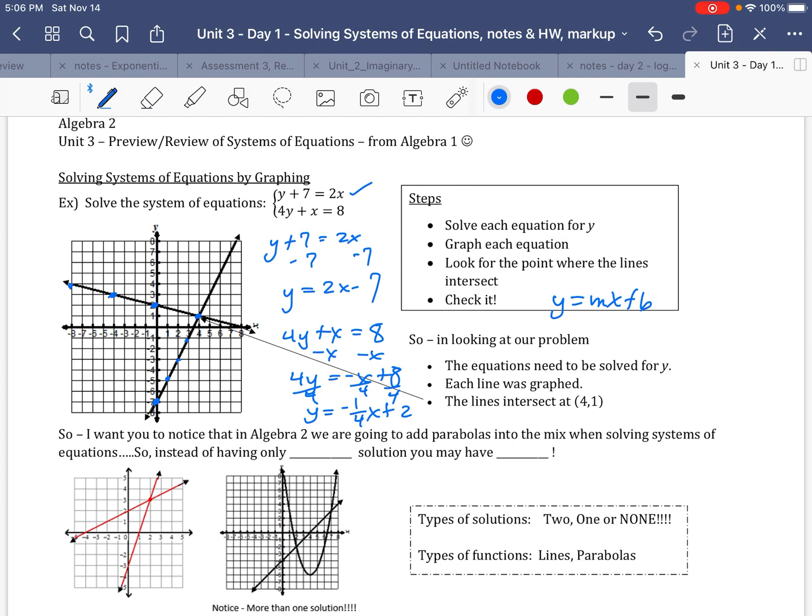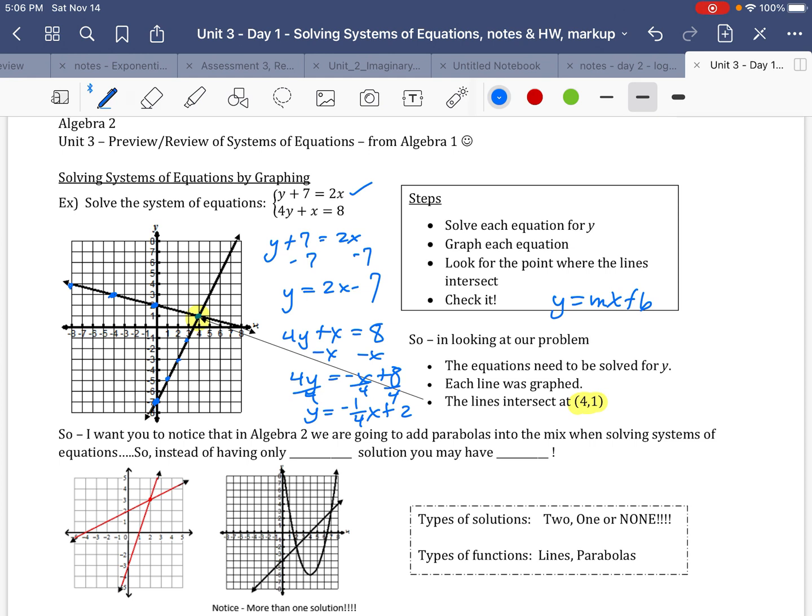Okay, either way, you can see that they intersect right here, right? And so that's the intersection, at (4, 1). And so basically, if you plug 4 into these problems, you get 1 for the y value for each of them, okay?